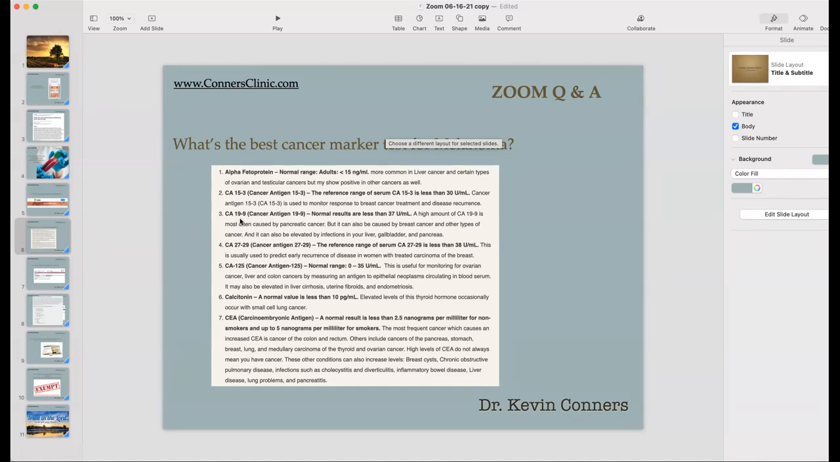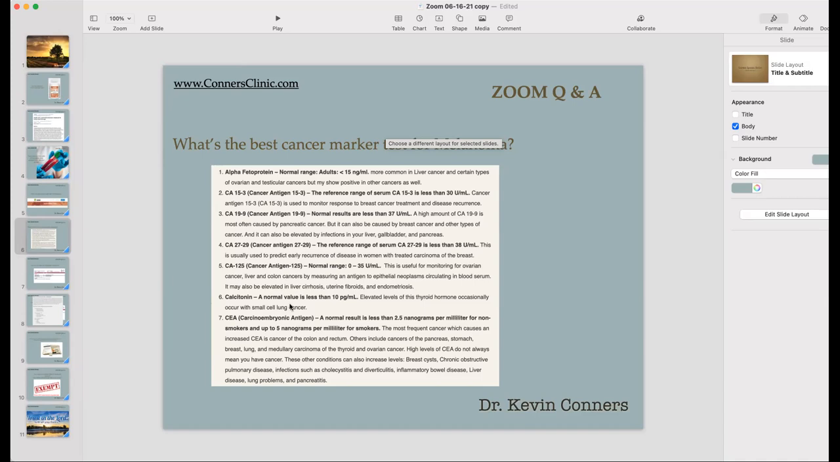Would I run a CA19-9? Well, possibly, because CA19-9 can be positive for pancreatic cancer, which is physically near the colon, so it's a possibility. Very common for CA19-9 for breast cancer. CA2729, this is mainly with breast cancer, also other female organ cancers. CA125, ovarian cancer, strongly positive with ovarian cancer, liver cancer, colon cancers can be CA125.